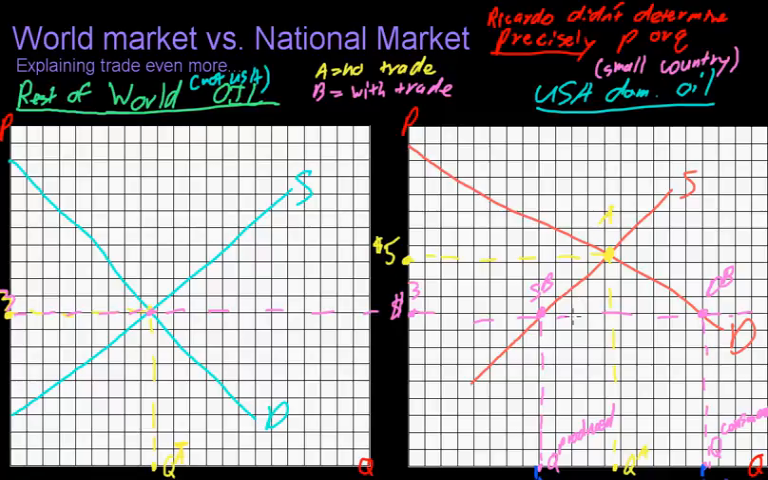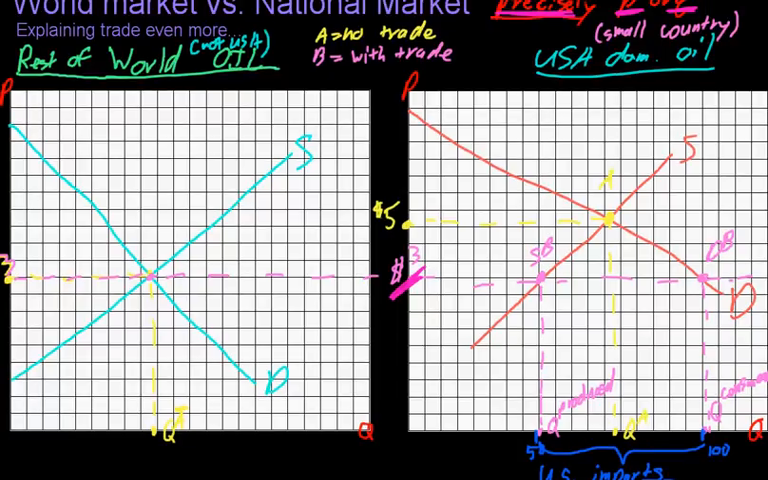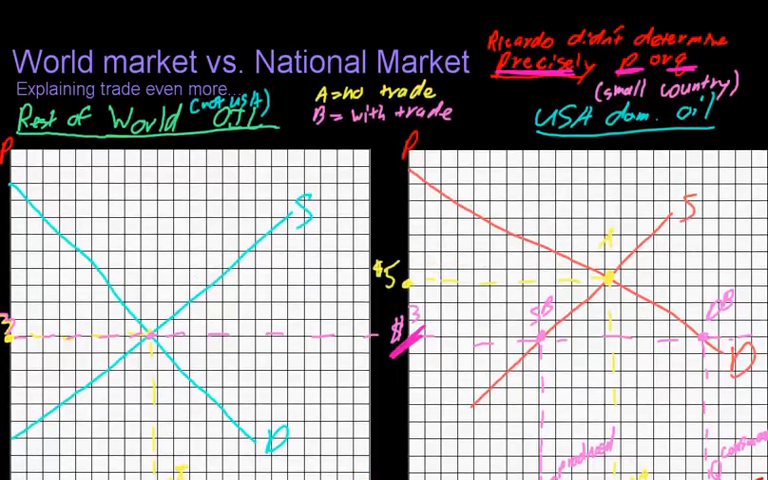So the big takeaways here is that with two simple supply and demand diagrams, we now have a precise determination of price, both in the rest of the world, it'll be $3, and in the US, it'll also be $3. And then we have a precise determination of the quantity that the US will import. The US will import the difference between the demand line at the world price and the supply line at the world price, which in this example, just throwing out numbers, was equal to 50 units.